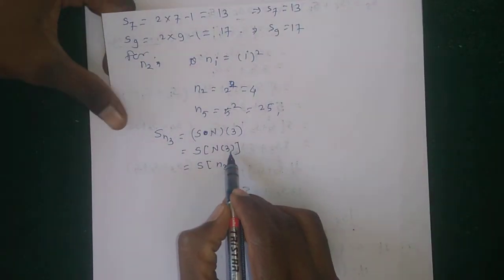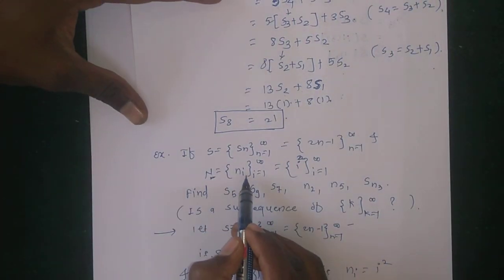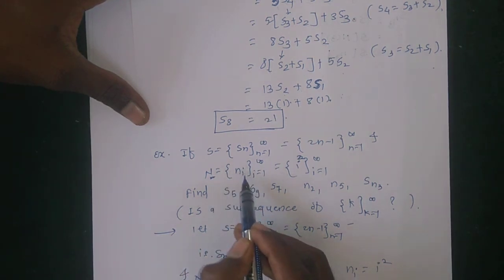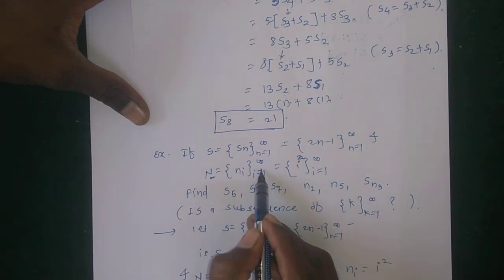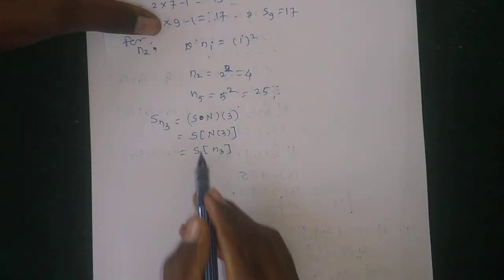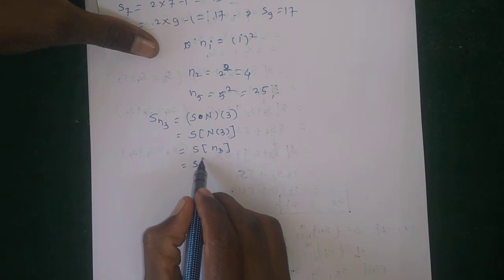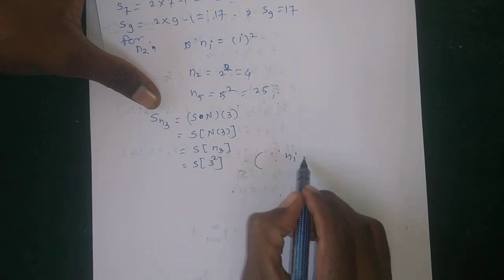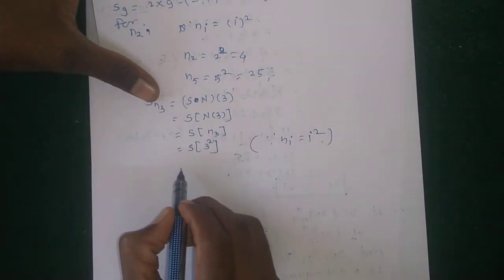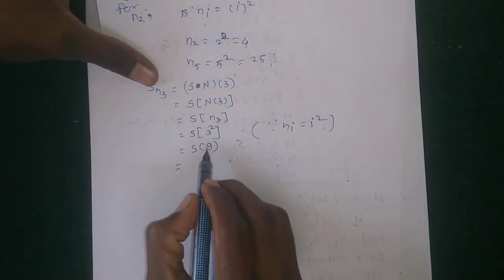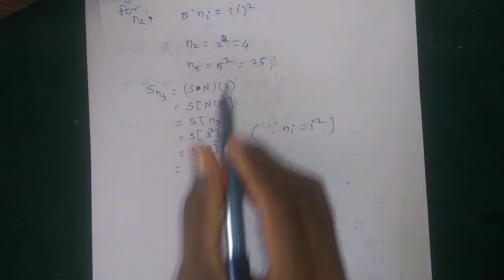N of 3 means the third element of the given sequence N, where i runs 1, 2, 3. The value of N3 is 3 square, since Ni is equal to i square. Using this, S of N3 is S9, and the value of S9 is 17.